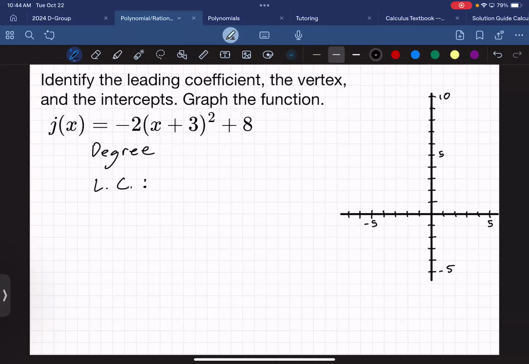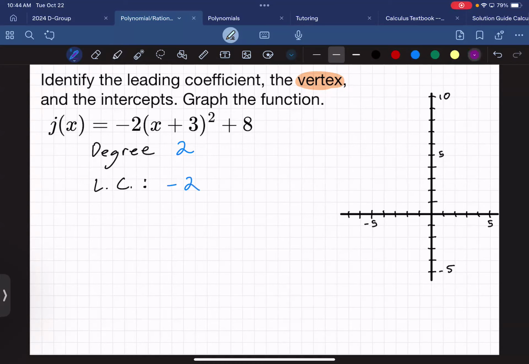It's 2, right? Now, what word did I use in the directions that would help us know that I meant it to be quadratic? The vertex, right? Once we start talking about the vertex, that's where we say, hey, this better be quadratic. Otherwise, we can't use the word vertex. Now, with that said, the leading coefficient here is -2.